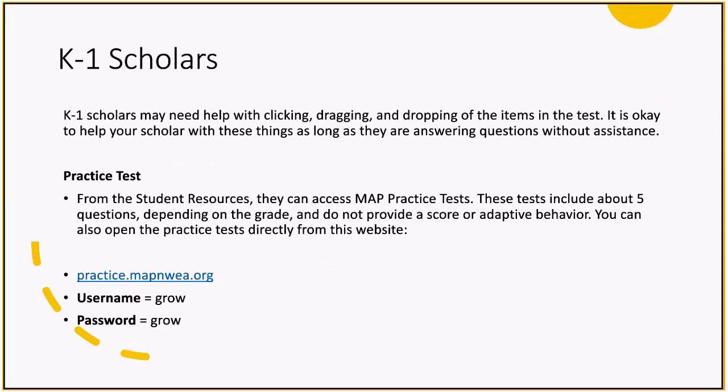Kinder through first grade scholars may need help when clicking, dragging, and dropping items in the test. It is okay to help your scholar with these things as long as they are answering questions without your assistance. NWEA has a practice test available for your scholar to practice controlling the mouse, clicking, and dragging items. Type in the URL and help your scholar navigate through the test for practice. The URL is practice.mapnwea.org. The username and password is GROW.